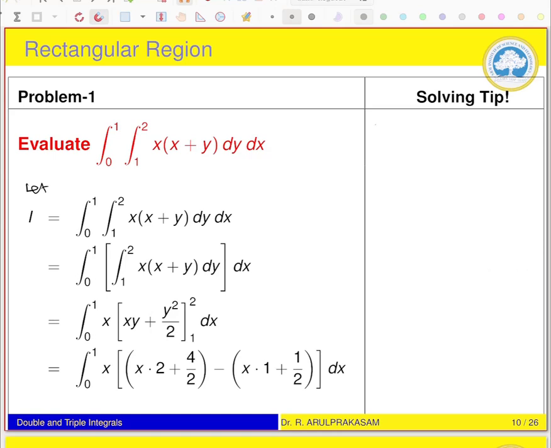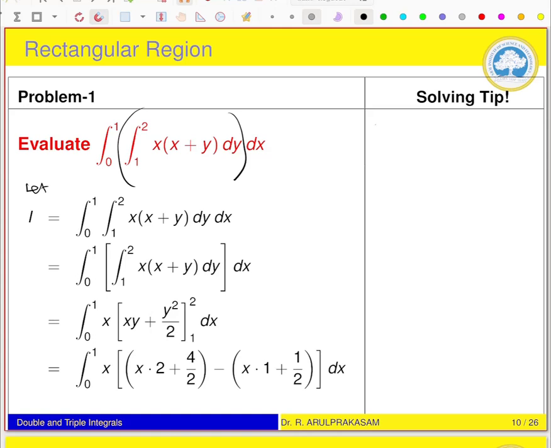Okay, this is the given problem. We can formalize it: the inner integrating variable is y. We first separate the inner integral and integrate with respect to y, treating x as constant. The integration formula you know very well, and by the formula you get the answer.